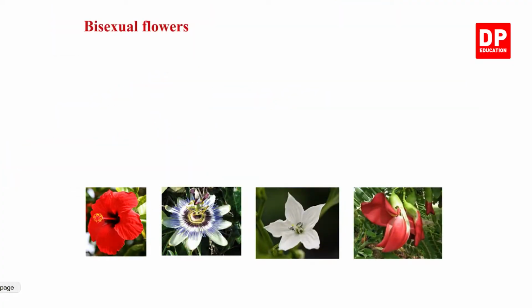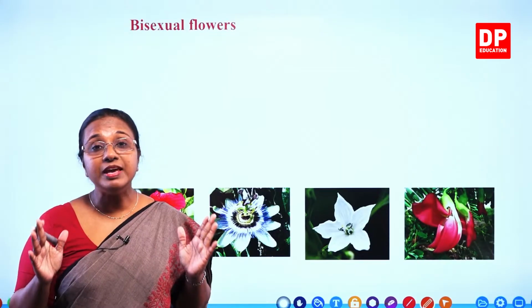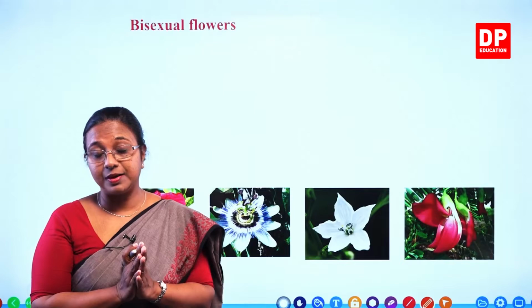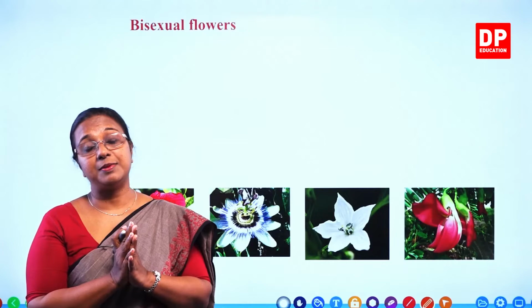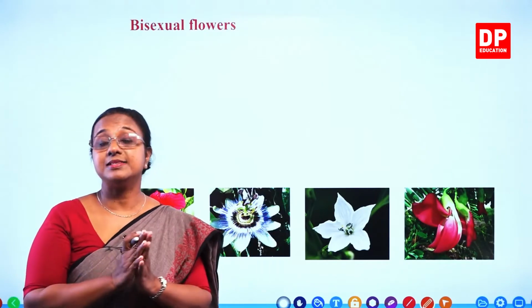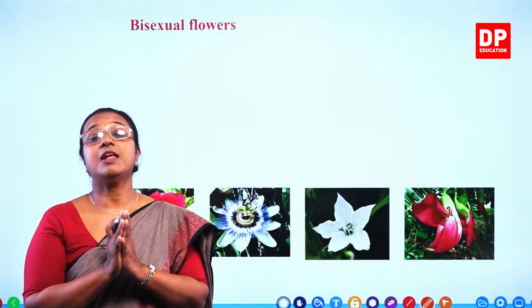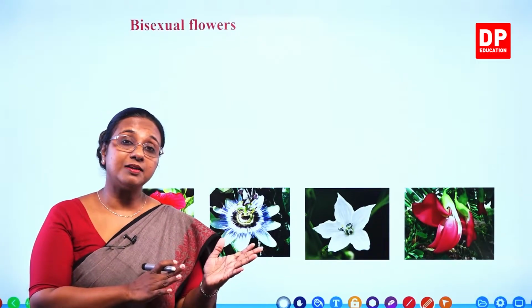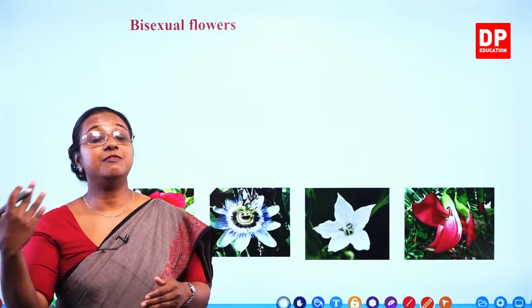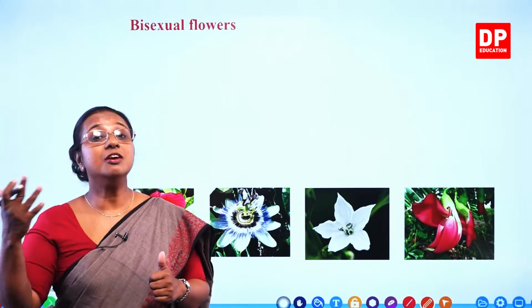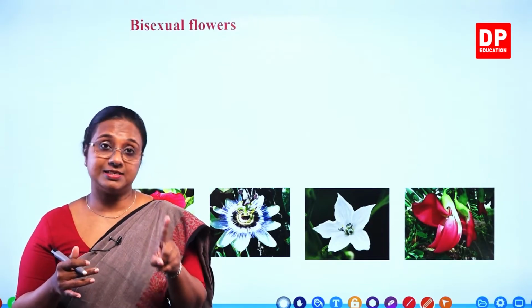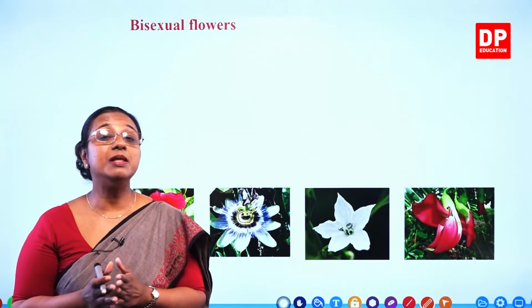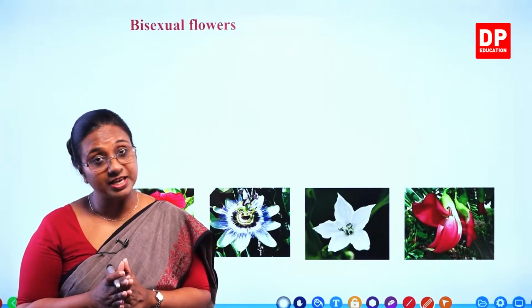Then we will discuss the types of flowers. Now this is based on the way they have the male and female reproductive structures. If a flower has both male and female reproductive structures, we call it bisexual flowers. If the flower has only male reproductive structure, then it is a male flower. If it's only the female reproductive structure, we will be calling it the female flower. So there it is only one sex, either male or female. So we will be referring to those flowers as unisexual flowers.